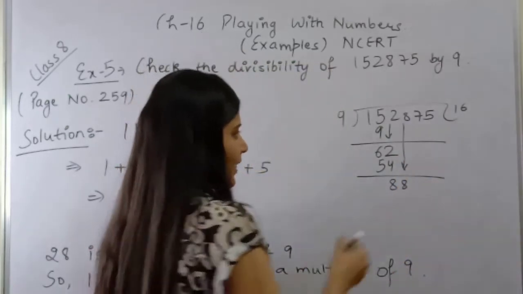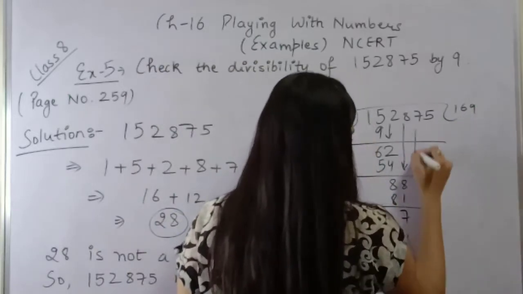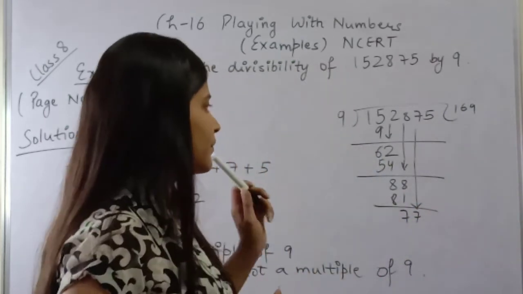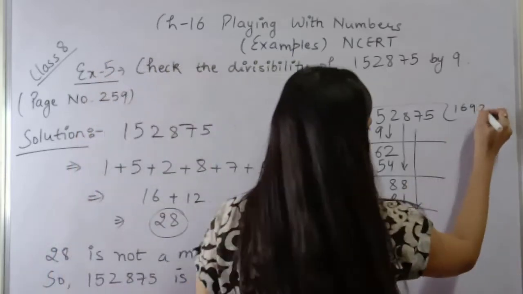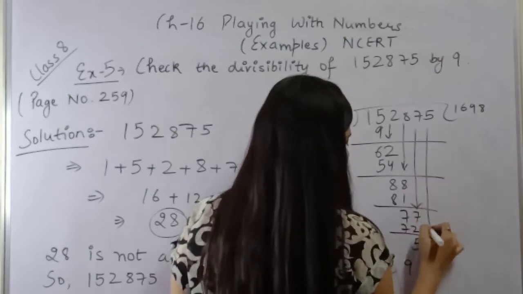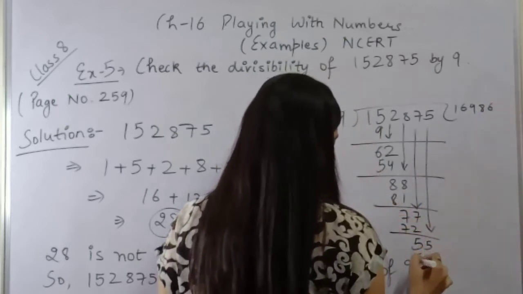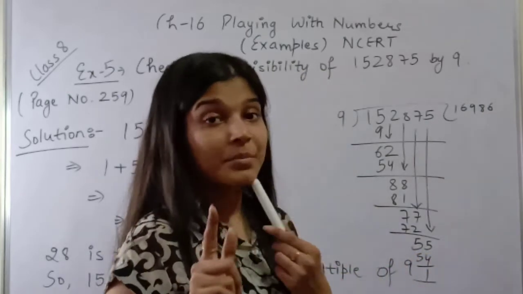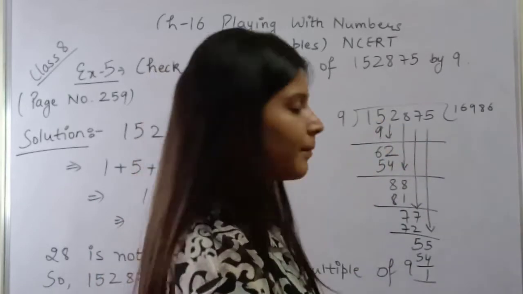Now 9 9s are 81, so यहाँ पे बचा 7, अब 7 आ गया यहाँ पे, so 9 8s 72, 5 बचा, अब 5 आ गया, so 9 5s 45, 9 6s 54. So we are left with one remainder. It means ये number exact 9 से divide नहीं हो रहा, right?